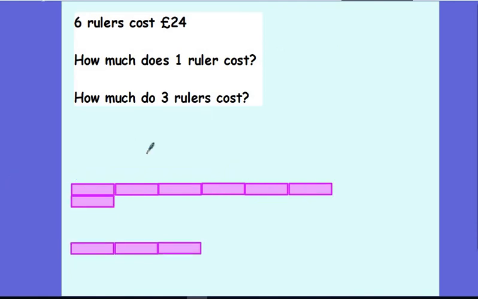Okay, Year 7, in your light blue books, if 6 rulers cost £24, how much does 1 ruler cost? And how much does 3 rulers cost? Use the bar model to help you and work that out now, please. Pause the video and off you go.